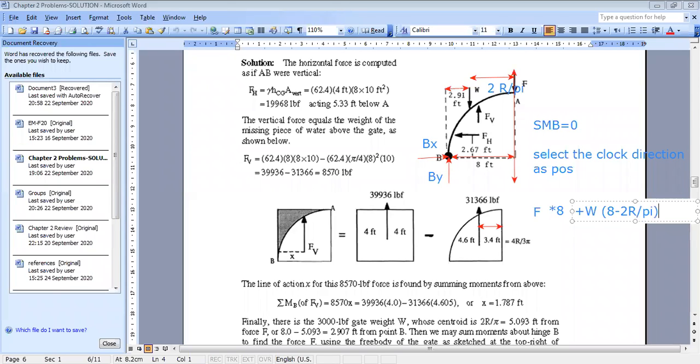Now we still have the moments of the vertical and the horizontal force. As you can see from the figure, they tend to rotate the gate in the counterclockwise direction, so it's minus. So I will put minus FV. For FV, we have already found XC. So it's FV times XC, which was already calculated.